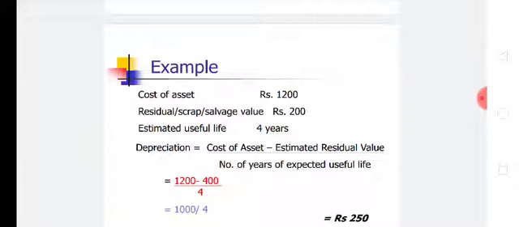I told you that scrap value is at the end of the economic life of an asset, the amount that you get when you sell the asset in the market, something you are getting in the form of money. So whatever money you get in the end, that term is scrap value or salvage value. So that is 200 rupees. Estimated useful life is 4 years. That is the owner's choice, that he wants to use that asset only for 4 years.